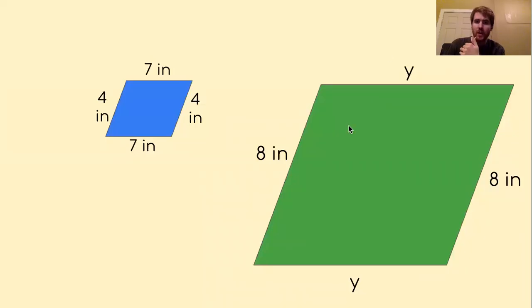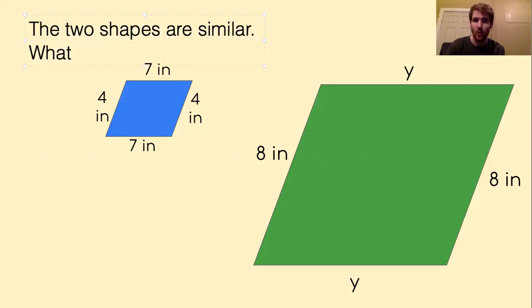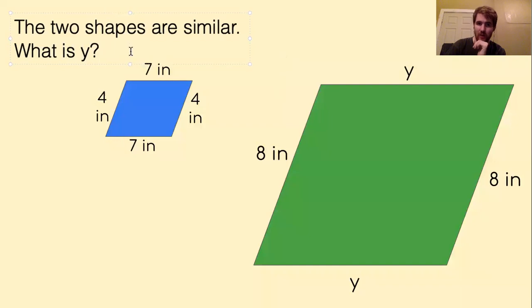Okay, so in this video, we're going to be looking at how to find the missing sides of similar shapes, in a situation where you have two similar shapes. So let's pretend that we have a problem and we're told these two shapes are similar. We want to figure out what is y. That's what we're trying to figure out.